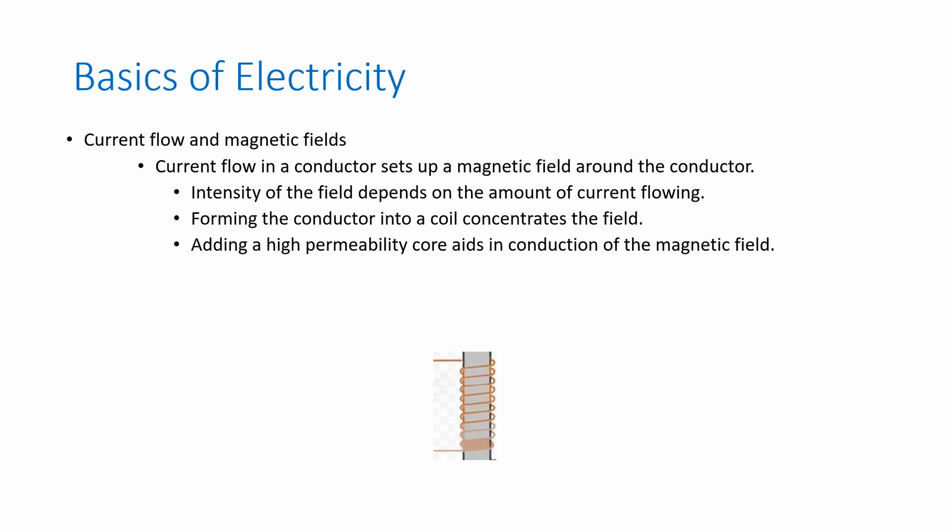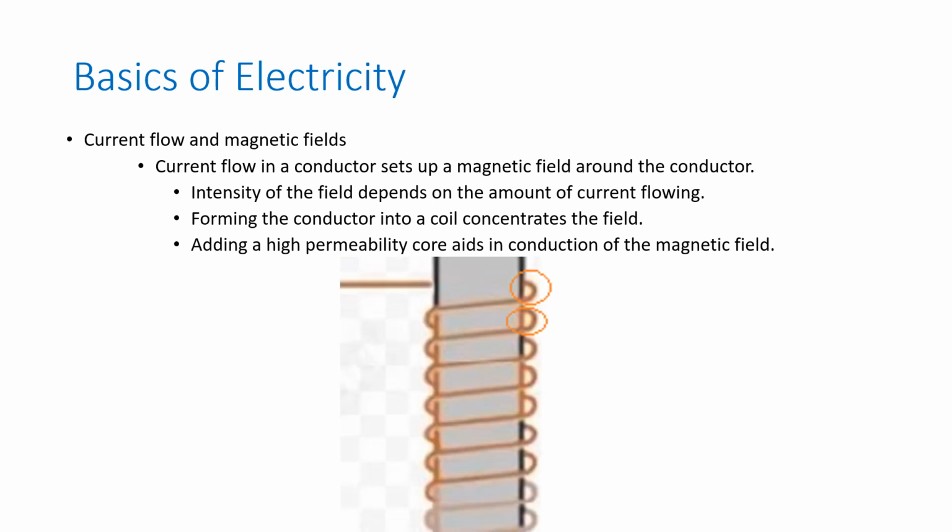Now, if I add some iron, which is a high permeability material, inside the coil, the magnetic field lines become much stronger because iron has a high permeability, meaning it likes to conduct magnetic fields more than the air does. So there's those little rings of magnetic lines of force.